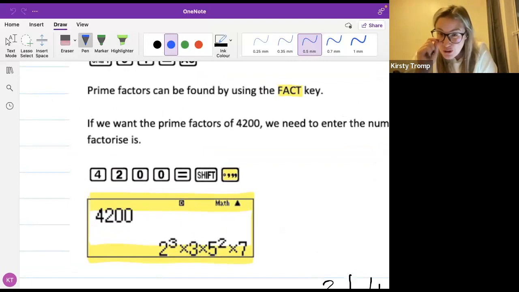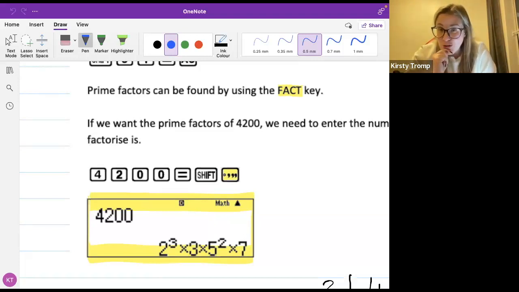If you have a different kind of calculator, unfortunately that calculator isn't able to do it. But if you've got a Casio calculator, which most schools ask you guys to get, it's 4,200 equals, you press shift, the dot, and 3 commas. When you do that, it's going to give you 2 to the power of 3 times 3 times 5 to the power of 2 times 7.